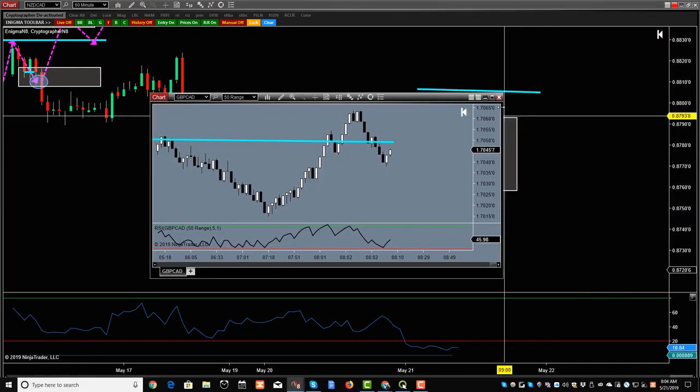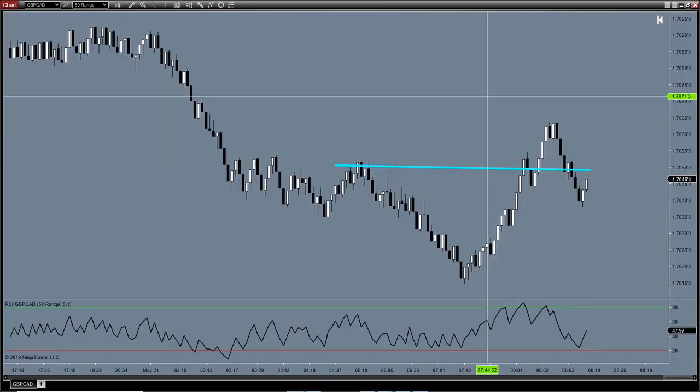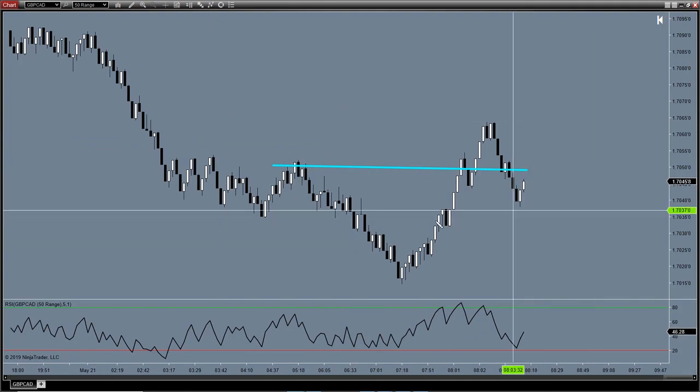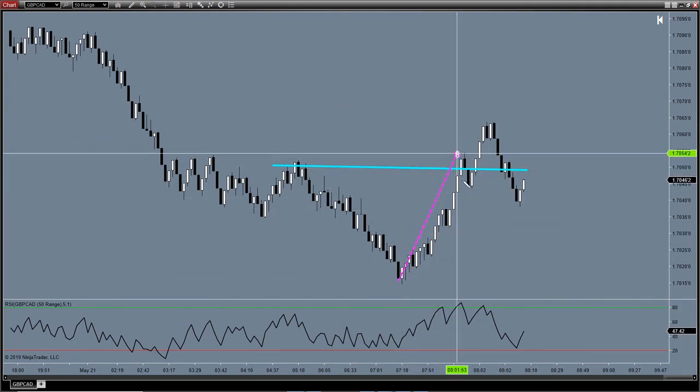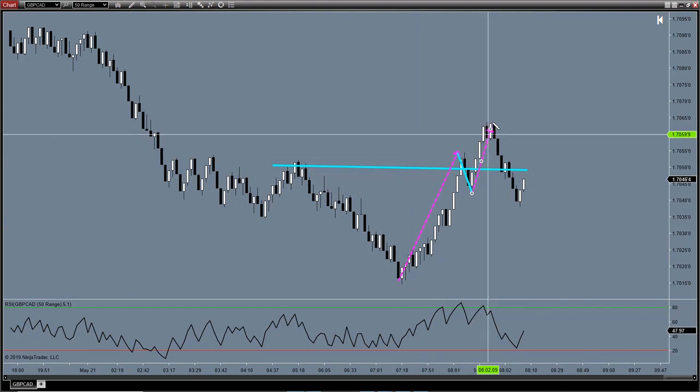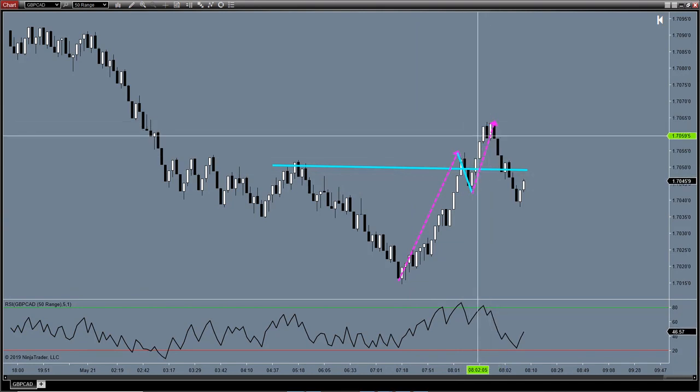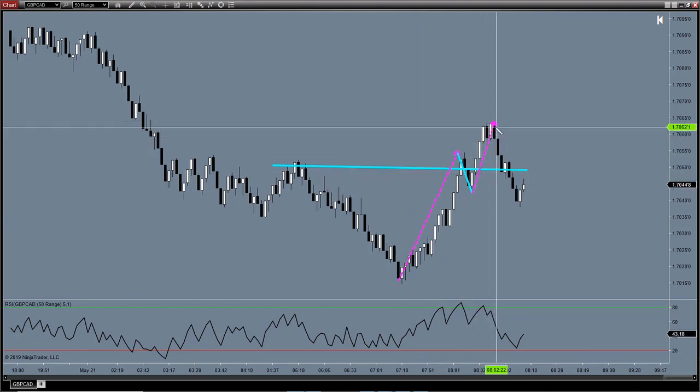Real quick, if anyone's looking for a selling opportunity here on Pound Canada, we'll visit this next. Wait for a pullback here. This happened so quick. This is a nice move. You can look at this as a false breakout. You won't really see it on the range bar chart, but it's a false breakout.